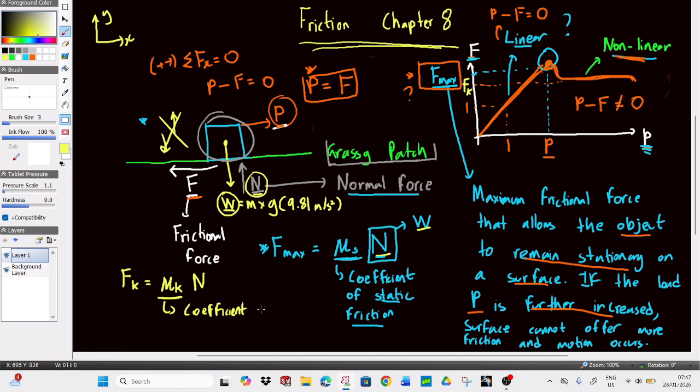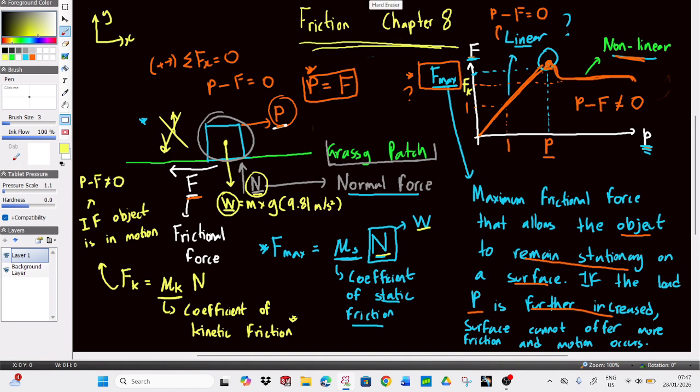And UK is basically the coefficient of kinetic friction. This is only applicable if the object's already in motion. So this kinetic friction we can only use if the object is in motion, meaning to say that your P minus F isn't equal to 0.